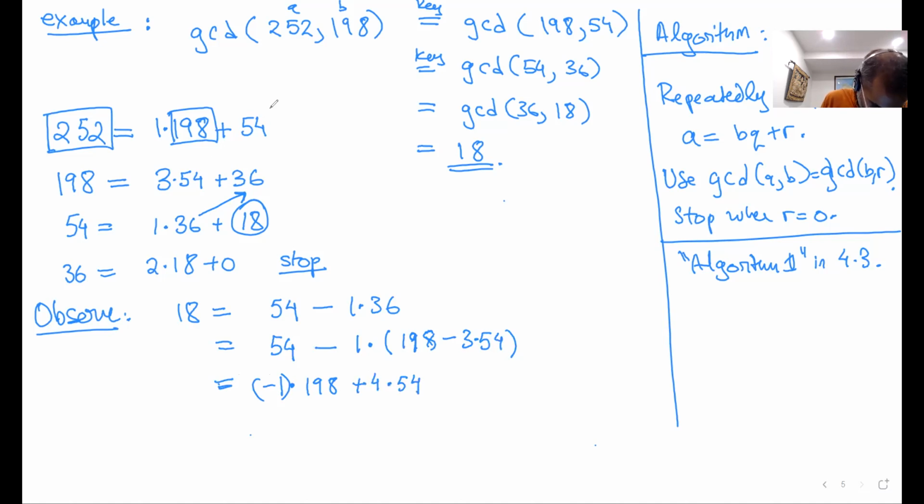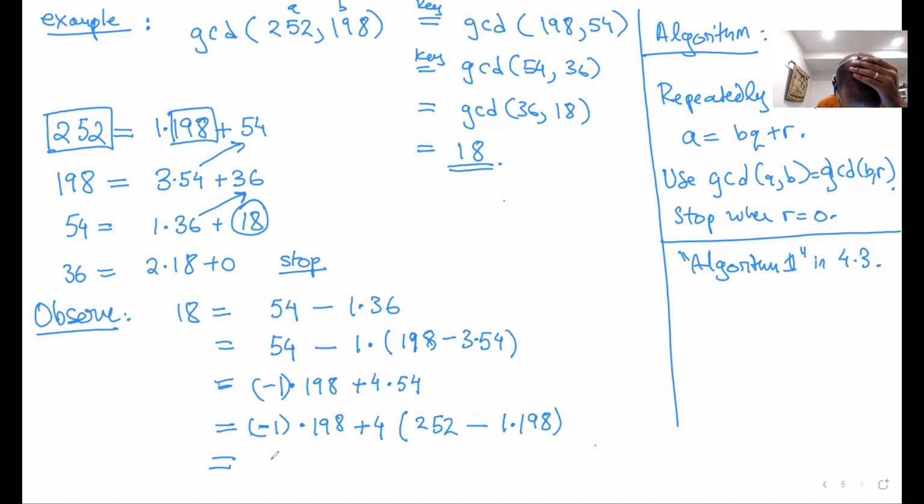And now I'm going to use that. I can express 54 in terms of 252 and 198, right? So this 54, I'm going to substitute in that equation. So this is minus 1 times 198 plus 4 times 252 minus 1 times 198, which, when the dust settles, is minus 5 times 198 plus 4 times 252.